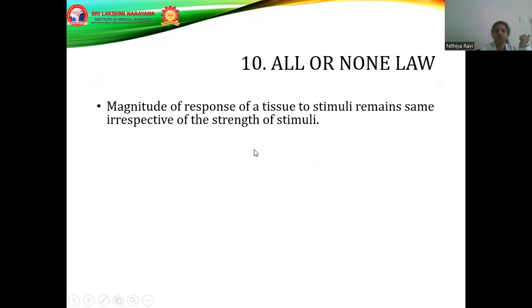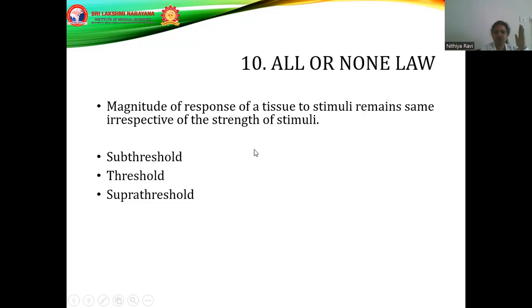So the next is the all or none law. What do we mean by all or none law? It is that the magnitude of response of the tissue to the stimulus will remain the same irrespective of the strength of the stimulus. That is, if you give a subthreshold stimulus, you will not get any response. Okay. If you give a threshold stimulus, you will get a response. And if you give a supra-threshold stimulus, once again, you will get the response which was obtained for the threshold stimulus. That's all. Okay. So there cannot be an increased response or a decreased response.